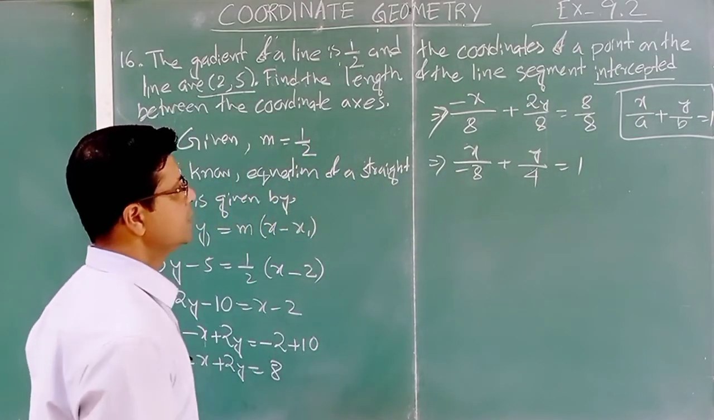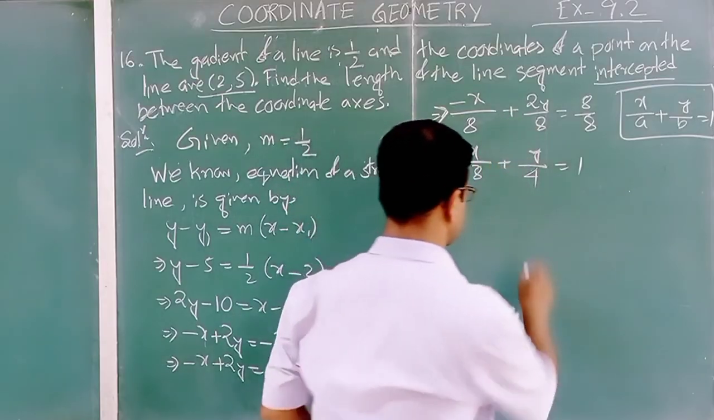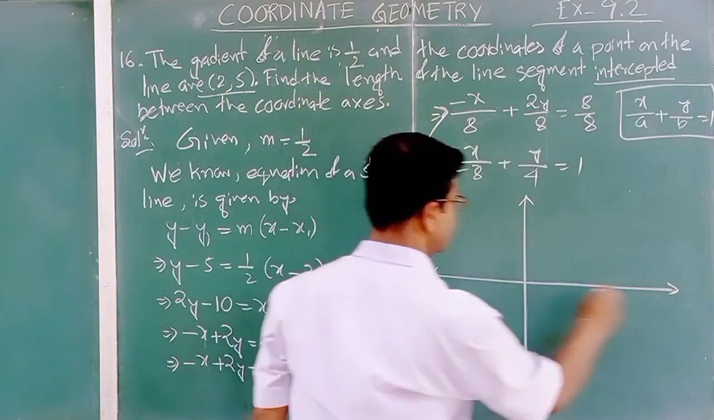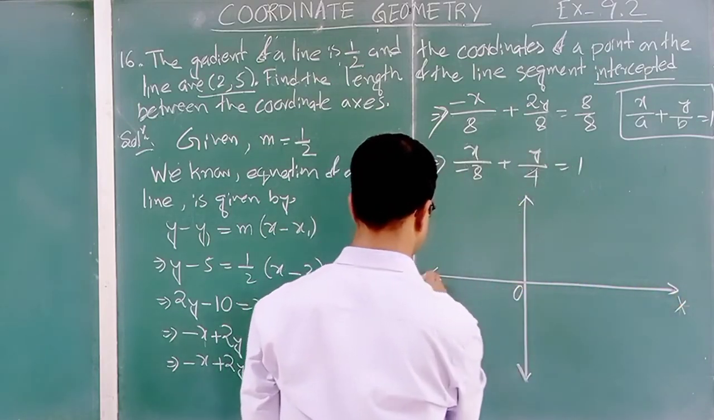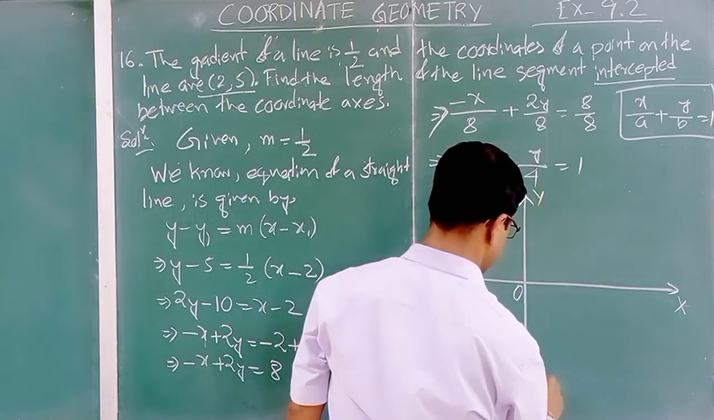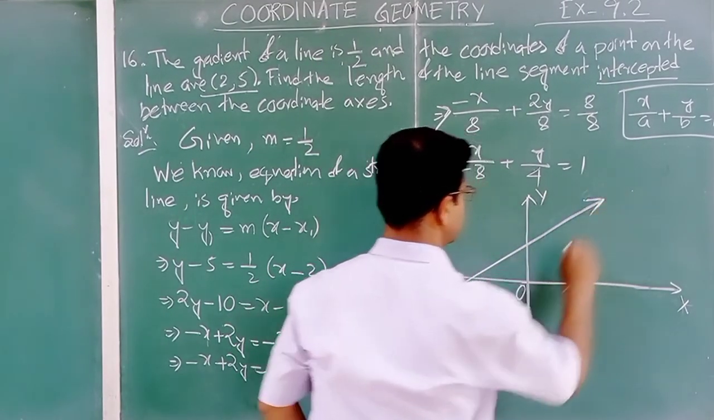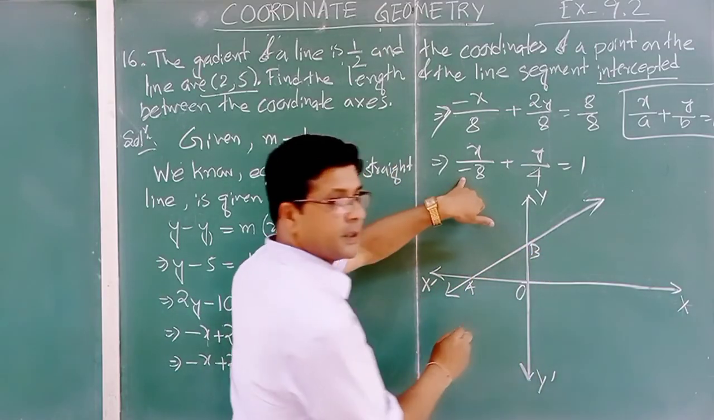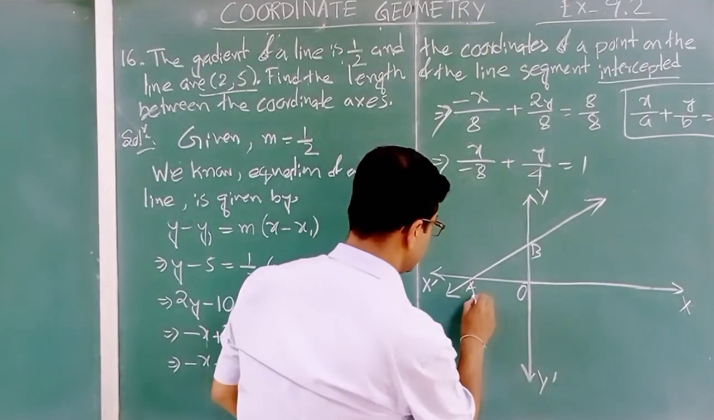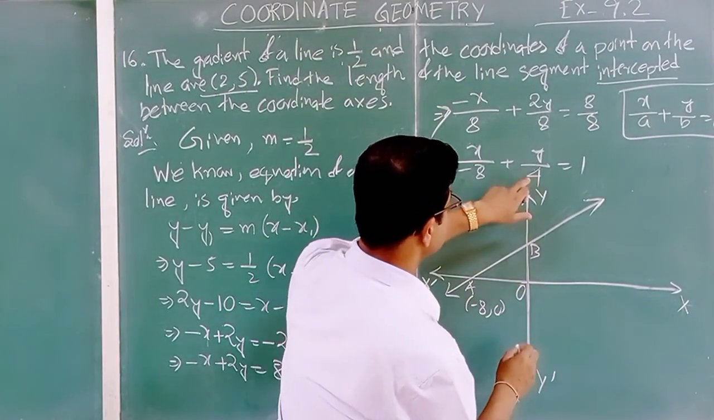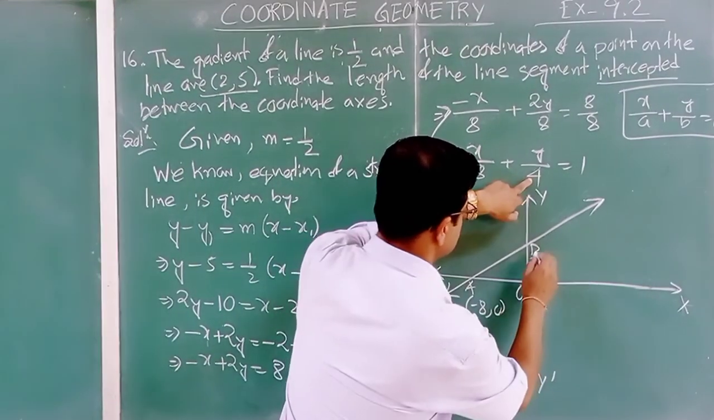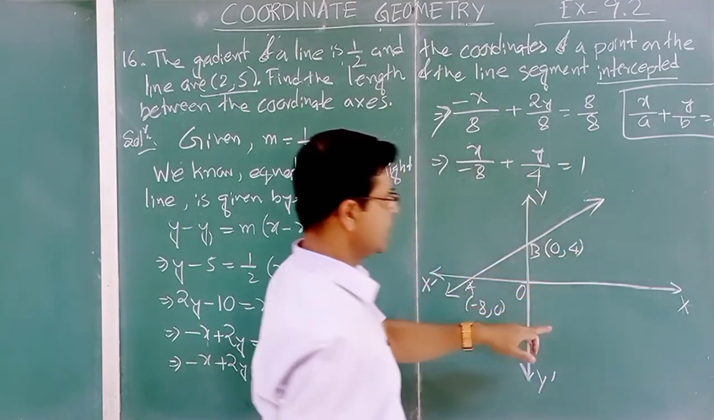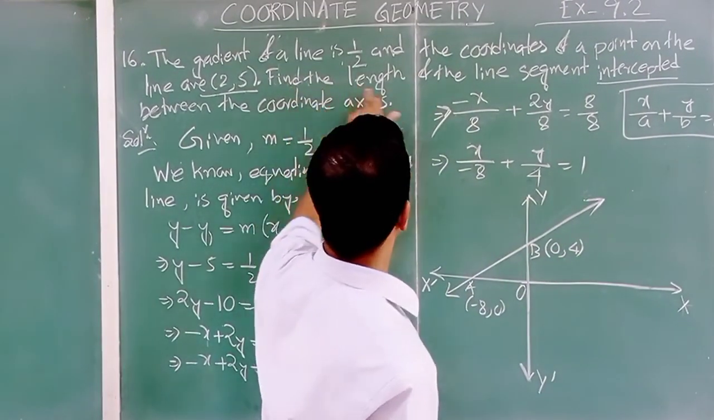Now what is the question? Find the length of the line segment. Let us draw it this way, in the intercept form we have considered. Please include this diagram also, this diagram is important. Let us take the straight line this way. This is A and this is B. The coordinates of A, the x intercept, will be (minus 8, 0), and the coordinates of B, the y intercept, are (0, 4).